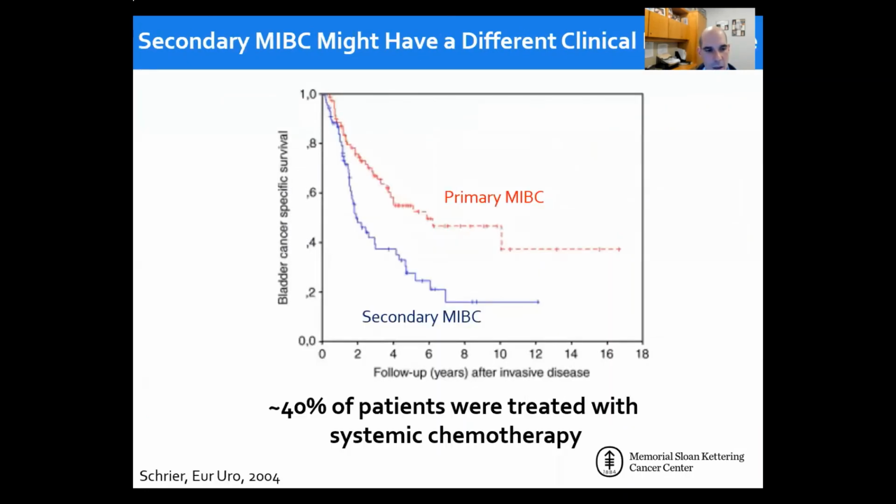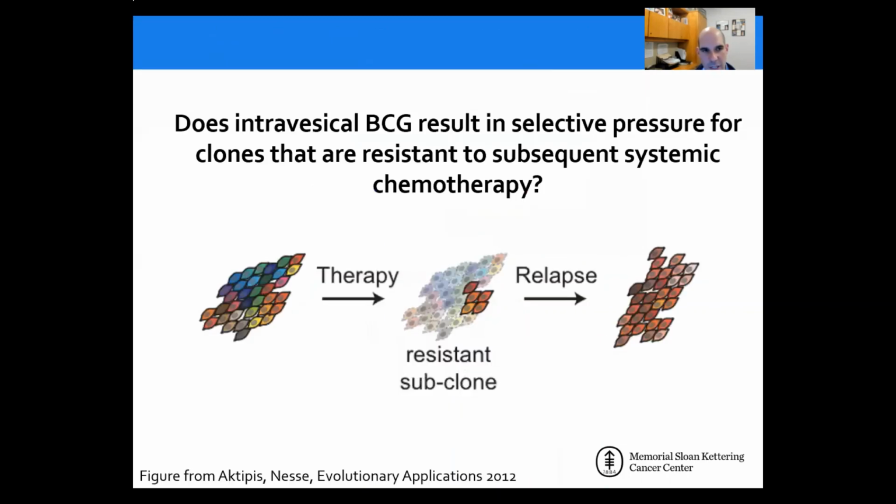And this aligns with a previous study from 2004 that looked again at primary versus secondary muscle invasive disease that found that in this cohort, 40% were treated with systemic chemotherapy, but they found that patients with secondary muscle invasive bladder cancer did worse compared to patients with primary muscle invasive disease. And this is a little bit provocative because it suggests that potentially BCG immunotherapy, which may be very selective or sensitizing to ERCC2 missense mutations, may result in what is called clonal selection.